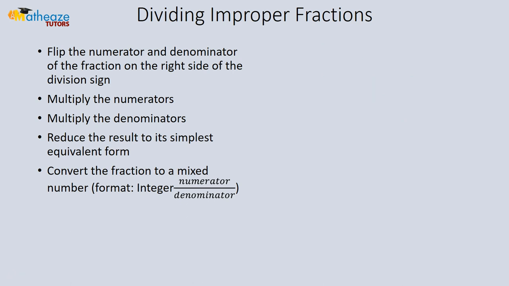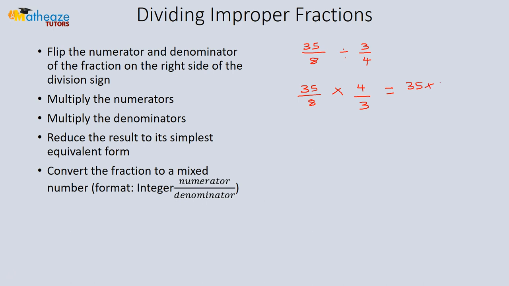One more example. 35 over 8 divided by 3 over 4. So we're going to write the fraction on the left hand side. We change this to a multiplication sign, and then we multiply by the fraction on the right hand side after it's been flipped.